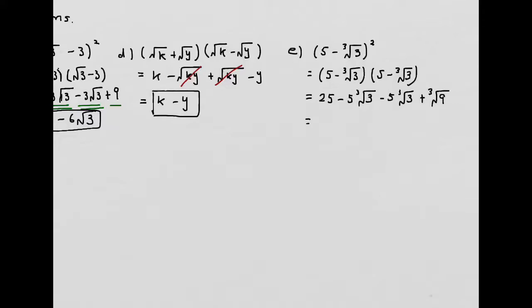Let's see if we can simplify it. So you have 25, and then the two middle terms, you can add them. You get 10 cube root of 3. Don't forget this is cube. And then plus cube root of 9, you cannot reduce or simplify, so that's what you have. No like terms, so you cannot combine any further.